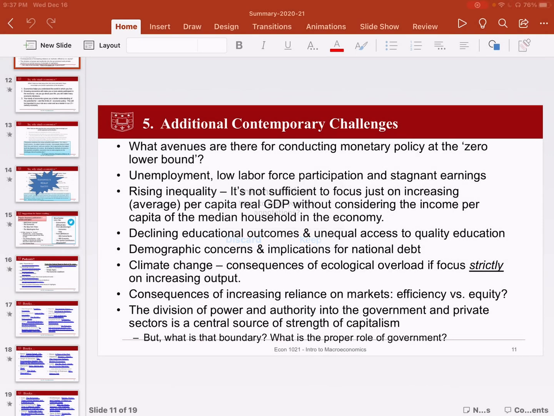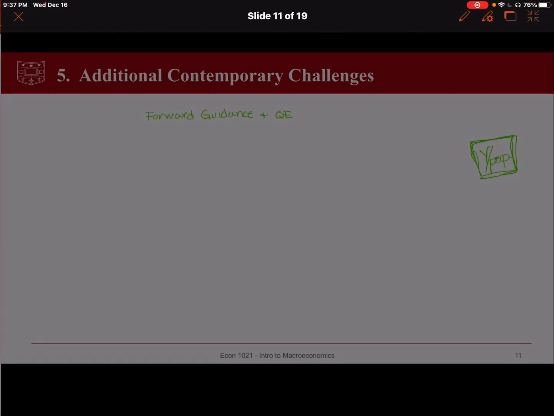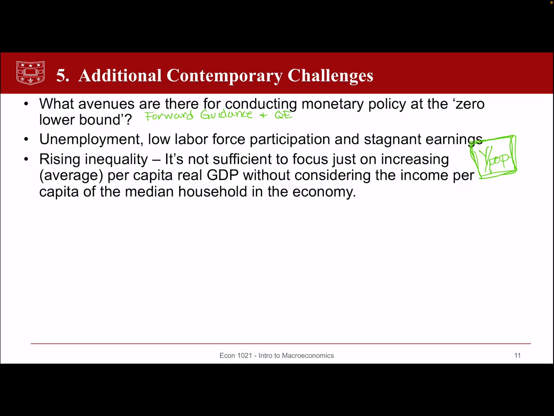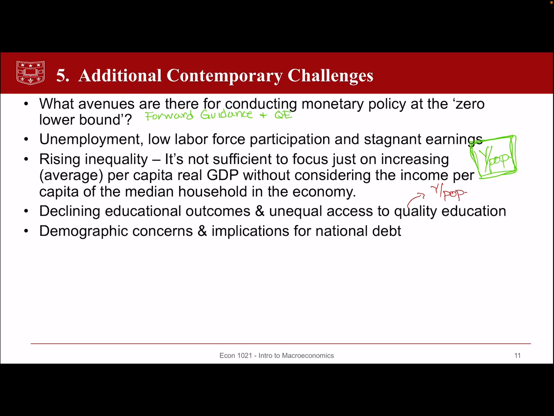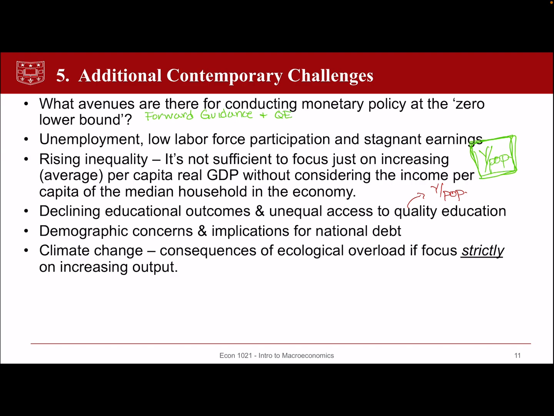Going along with this are problems related to educational outcomes and unequal access to quality education. This is certainly something that in the long run can influence GDP per person on average, as well as just looking at a more microeconomic level. We have demographic concerns and implications for the national debt that we've talked about.